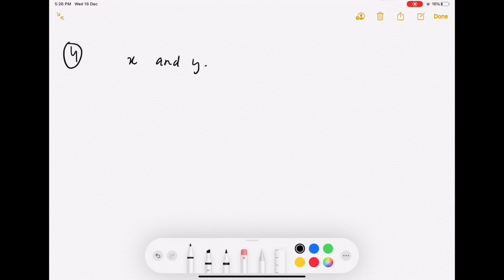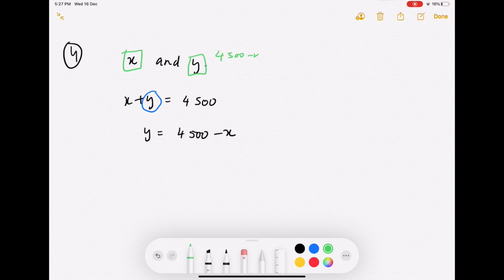But then if you look at the first statement, it says the sum of two numbers is 4500. Then that means x plus y will be 4500. Now since the topic is linear equations in one variable, let me try to express this other variable y in terms of the first variable x. So if I want to do that, I will say y is equal to 4500 minus x. I can move x to the other side. Therefore, one number is x and the other number is 4500 minus x.